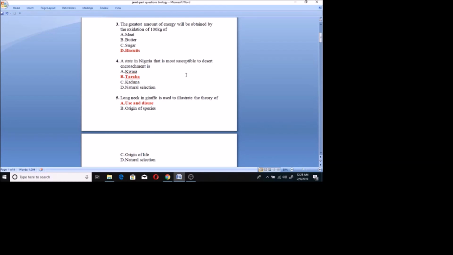Now let's look at number 5 question. Long neck in giraffe is used to illustrate the theory of A. use and disuse, B. origin of species, C. origin of life, D. natural selection. The answer is A, use and disuse, because in the theory of use and disuse, as the very organ or part of the body is continually used for something, it tends to modify to suit the use. So A is the answer.